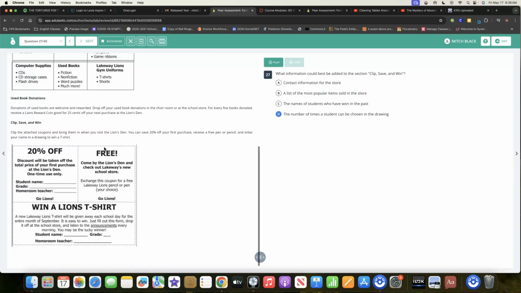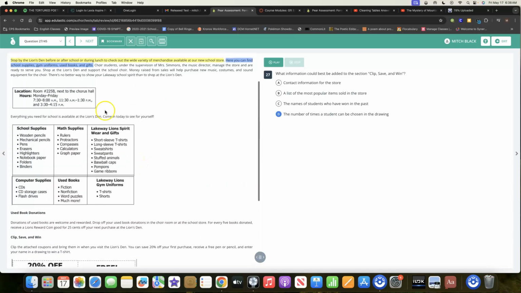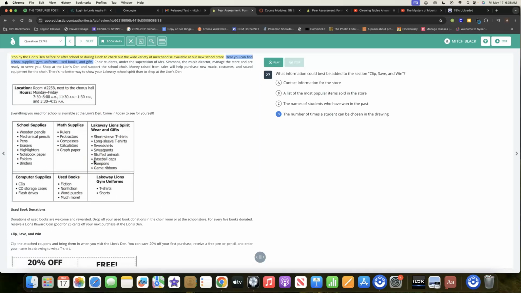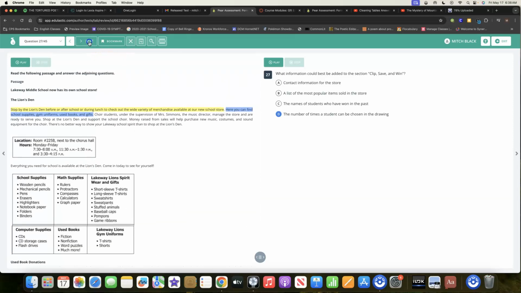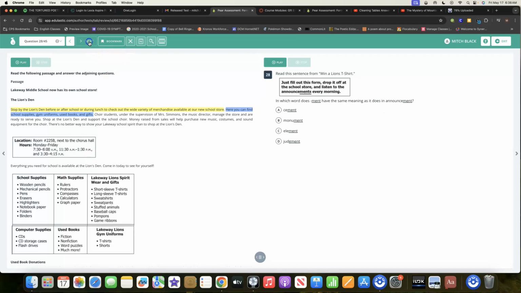Okay. This is the most popular item sold in the store. That should not be here. That should be in this section right here, where it talks about the supplies. The names of students who have won in the past. We should not be sharing other students' names. Everybody knows that. That's not going to draw people in. We want to draw them in. Okay, we want them to come in and buy the things.